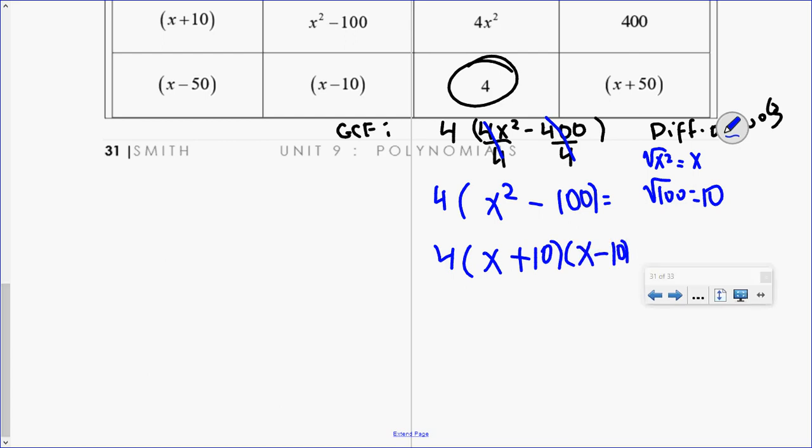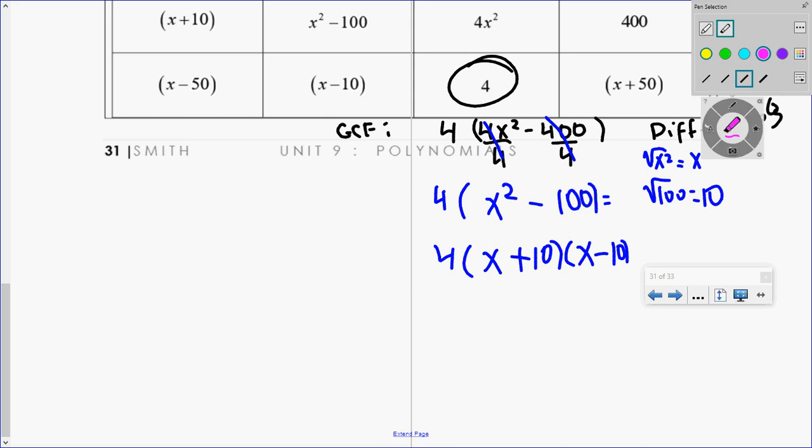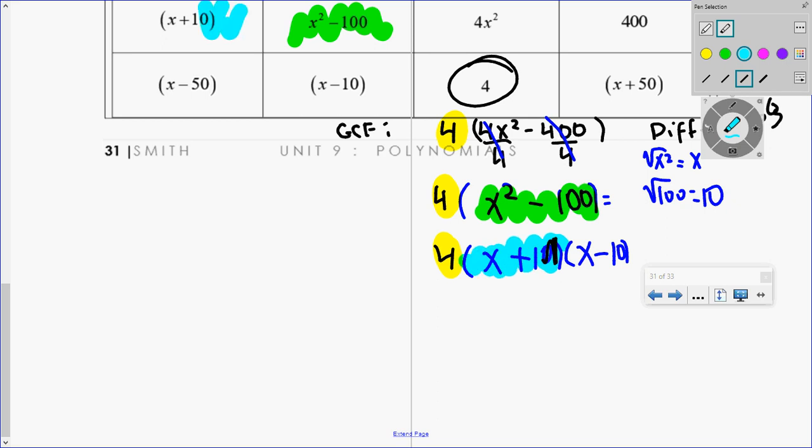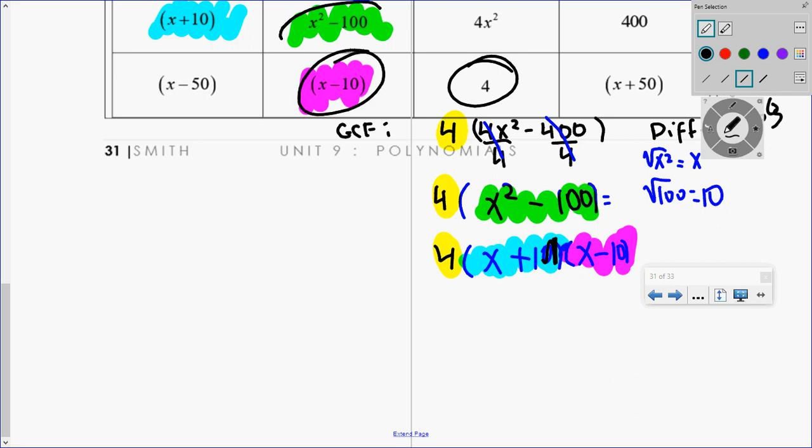All right, so we want to check all our factors. So I've checked off 4, got that greatest common factor of 4. Next, I want to check for x squared minus 100, and here it is. Next, I want to check for x plus 10. Here it is. And then I want to check for x minus 10, and here it is. So I'm going to circle all those answers. These are my answers. What's not my answers? Anything that did not show up at the bottom.